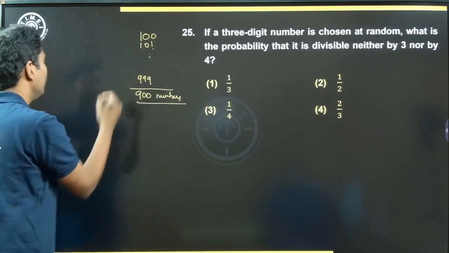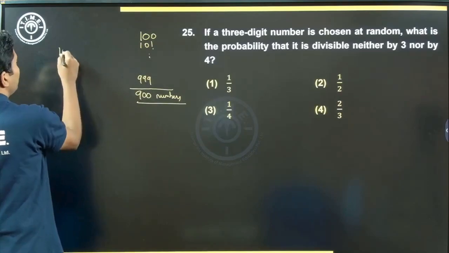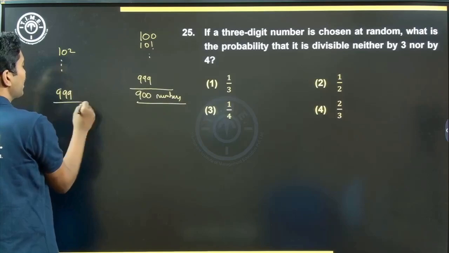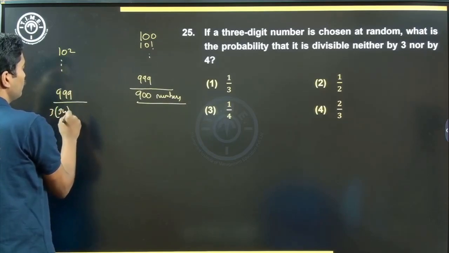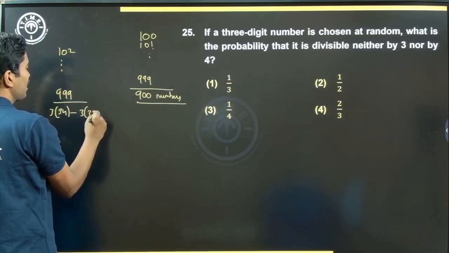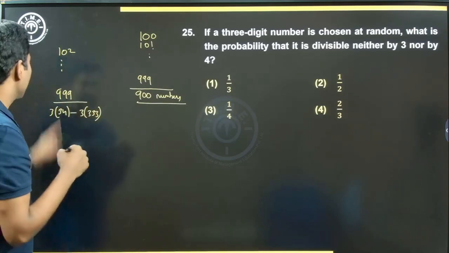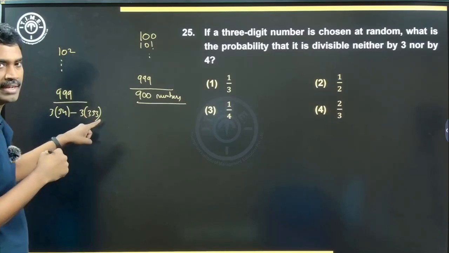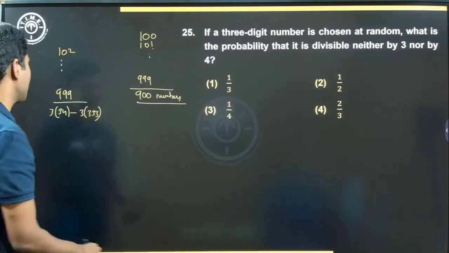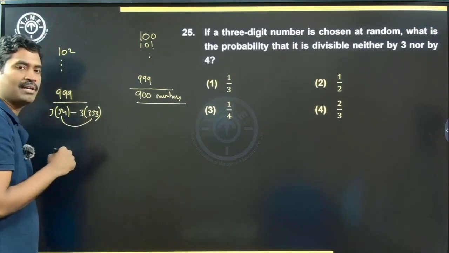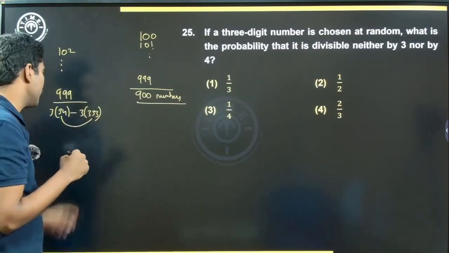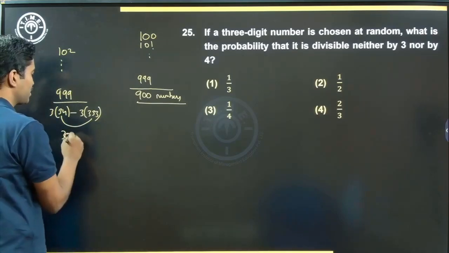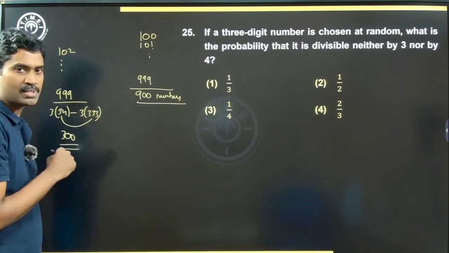Let's check that. The smallest number divisible by 3 is 102, 3 into 34, and the largest such number is 999, 3 into 333. So how many such numbers? 34 to 333, both included. 333 minus 34 plus 1, that's 300 such numbers. 300 numbers are divisible by 3.